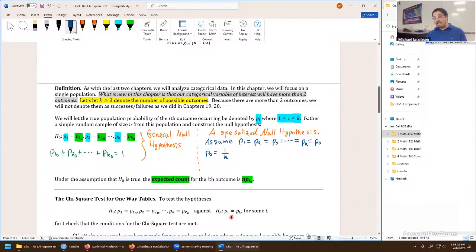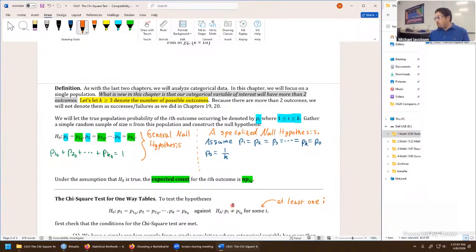The alternative hypothesis is that pi is not equal to pi naught for some i. That means at least one i. There's K values for i altogether, for the first category all the way to the last. And if the null hypothesis is false, it means at least one of these equations has failed. And that's what the alternative hypothesis is saying. The proportion is not equal for at least one parameter.